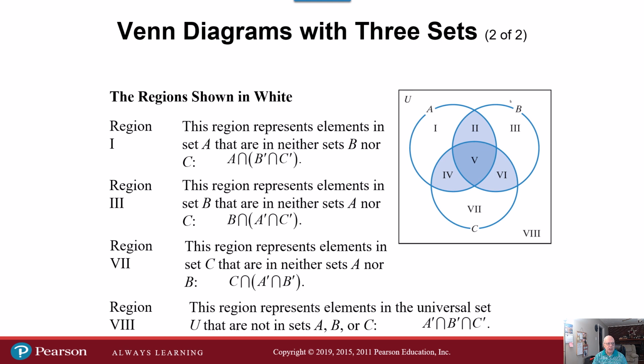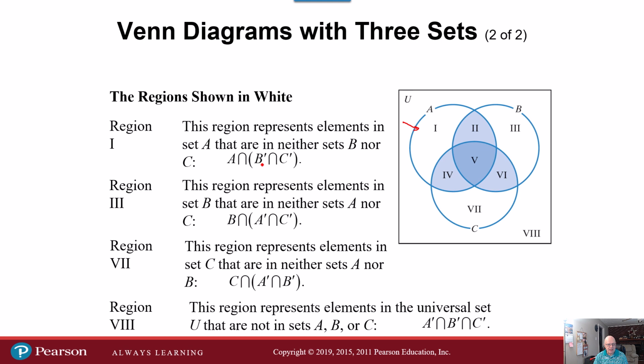Next, the region shown in white. Region 1, right there. What is it? Well, it's in A, of course, and it's not in anything else. So that means it's in the intersection of not B and not C. So it's A, not B, not C.